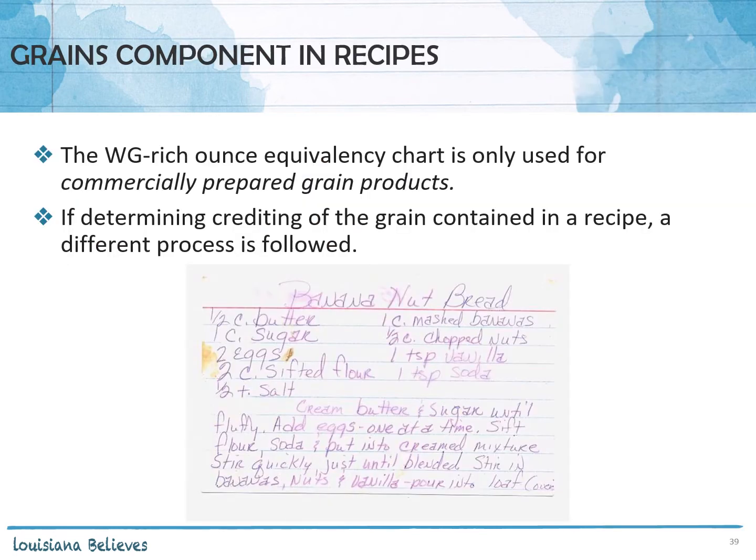The whole grain rich ounce equivalency chart is only used for commercially prepared grain products. If determining crediting of the grain contained in a recipe, a different process is followed. For instance, in a recipe for bread, if the ingredients listed 2 cups of whole wheat flour and 2 cups of enriched flour, the recipe would meet the whole grain rich requirement, assuming there is no other grains in this product.